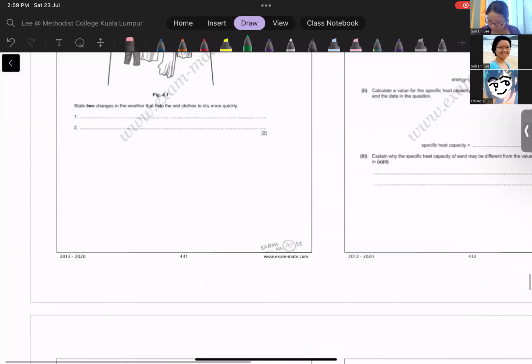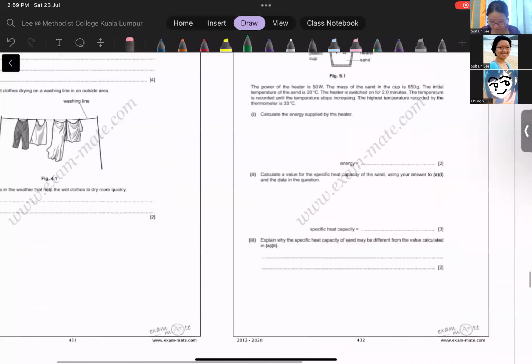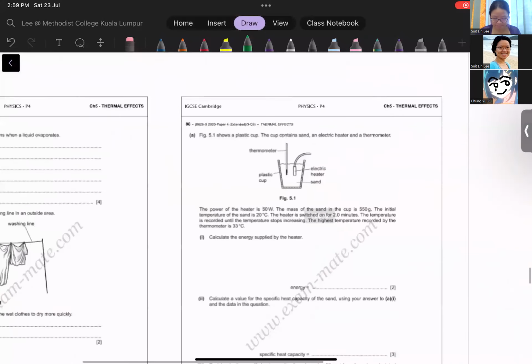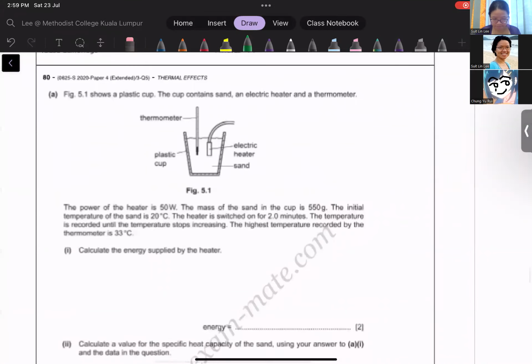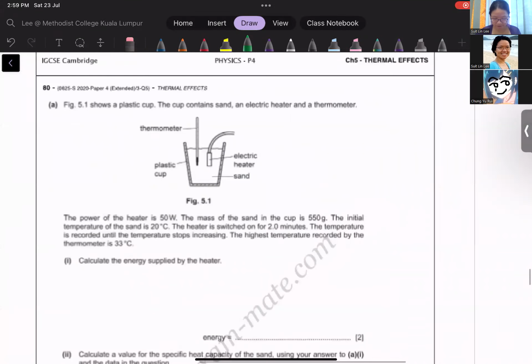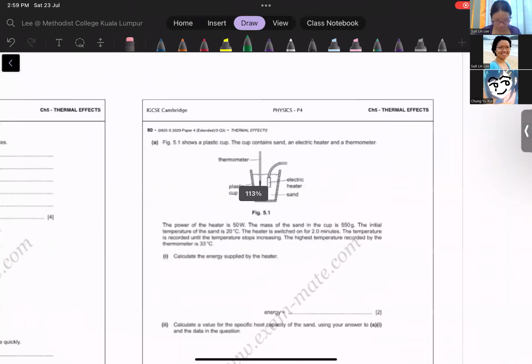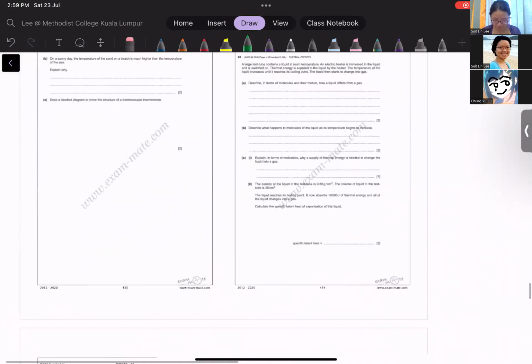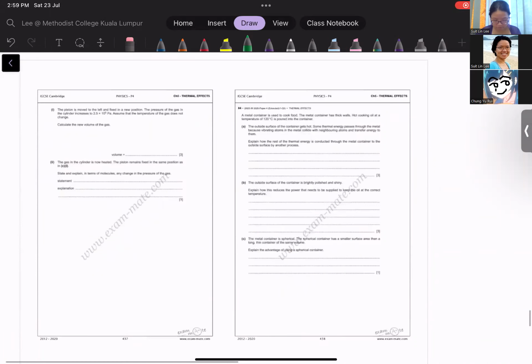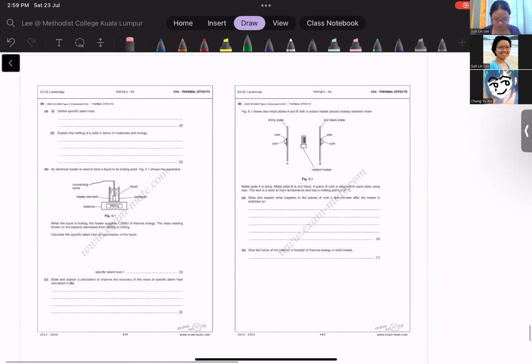Reason one. Teacher, yes, 85D. Okay lah, we do 85.